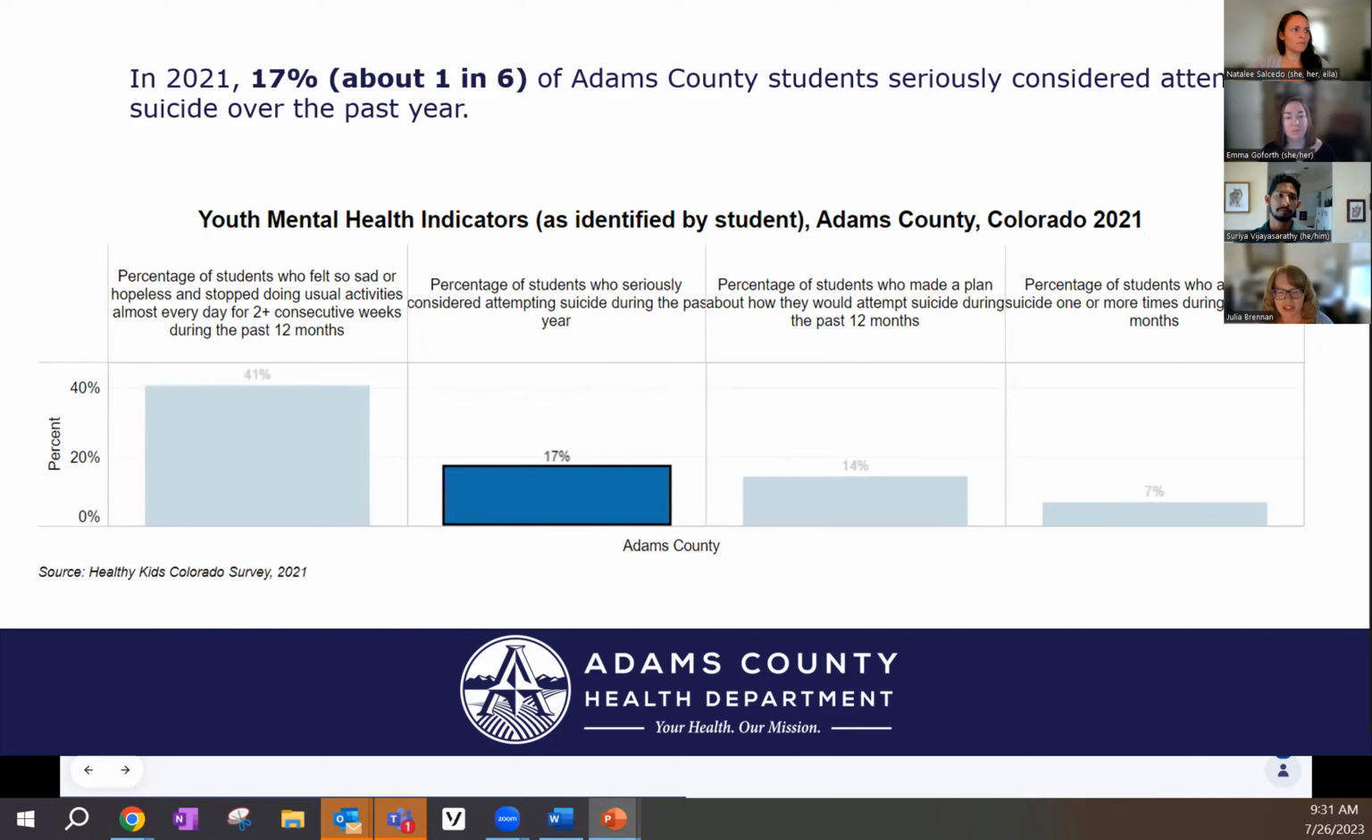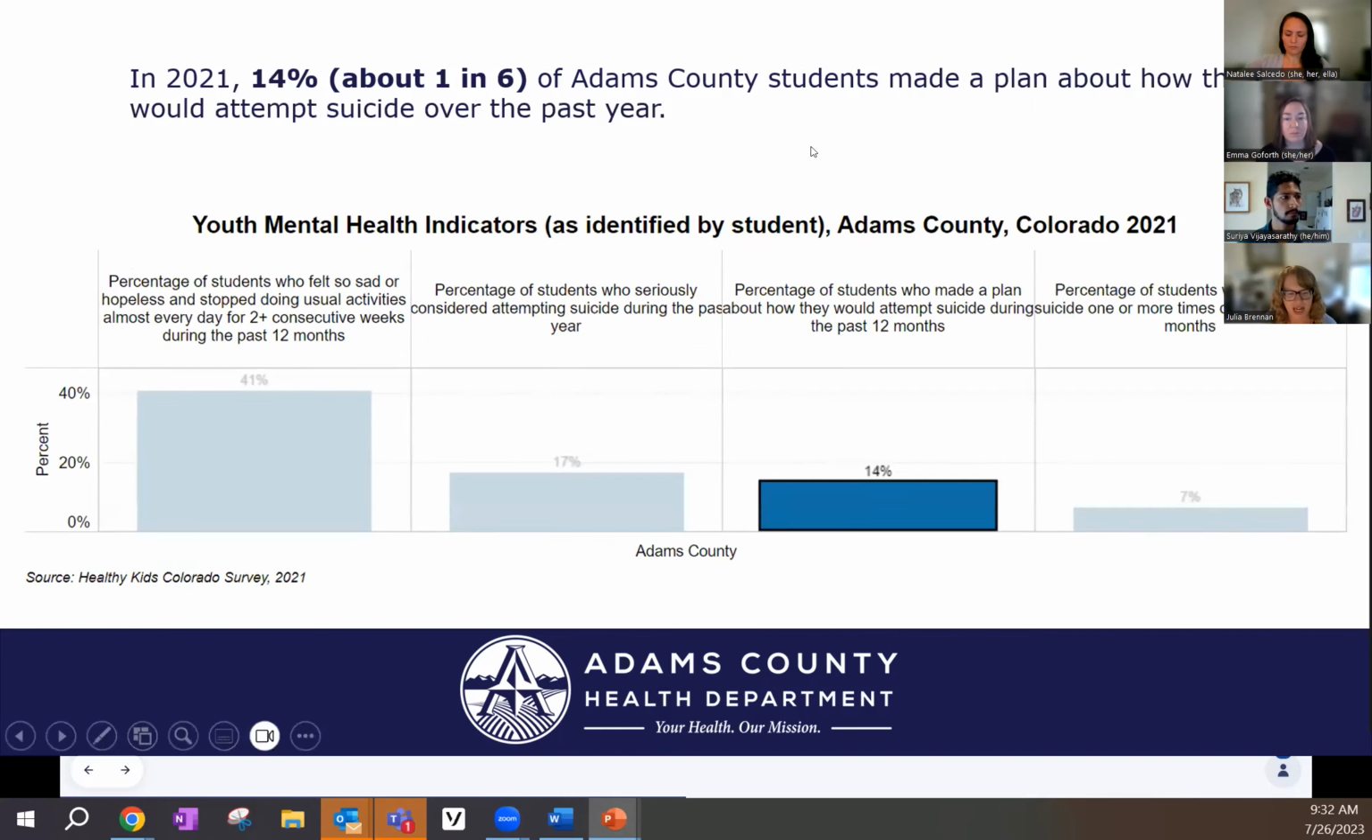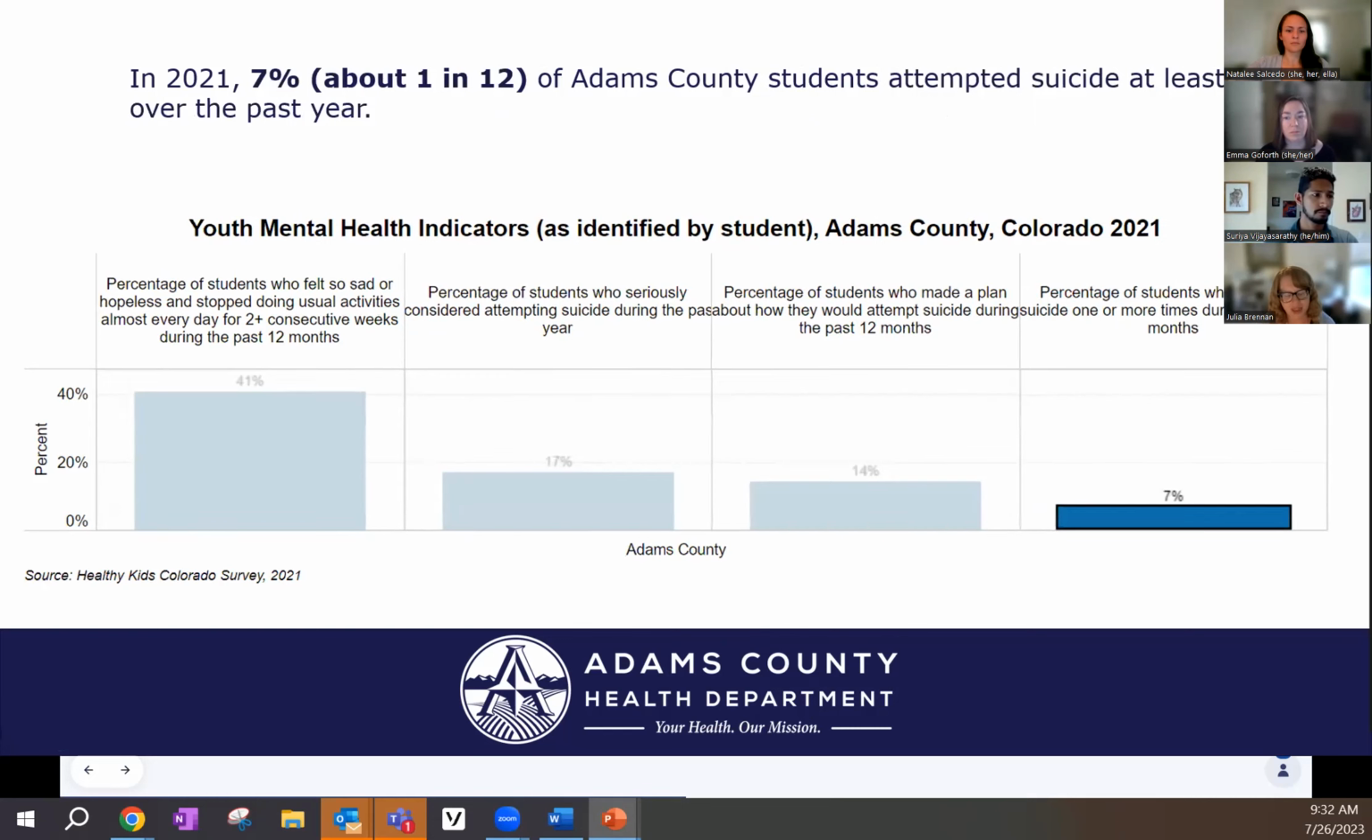The second indicator shows that 17%, or about 1 in 6 students, seriously considered attempting suicide over the past year in Adams County public schools. The third indicator on the next slide shows that about 14% of Adams County public school students, or about 1 in 6 students, made a plan about how they would attempt suicide over the past year in 2021. And the fourth indicator shows that 7%, or about 1 in 12 students, attempted suicide at least once over the past year for Adams County public school students.